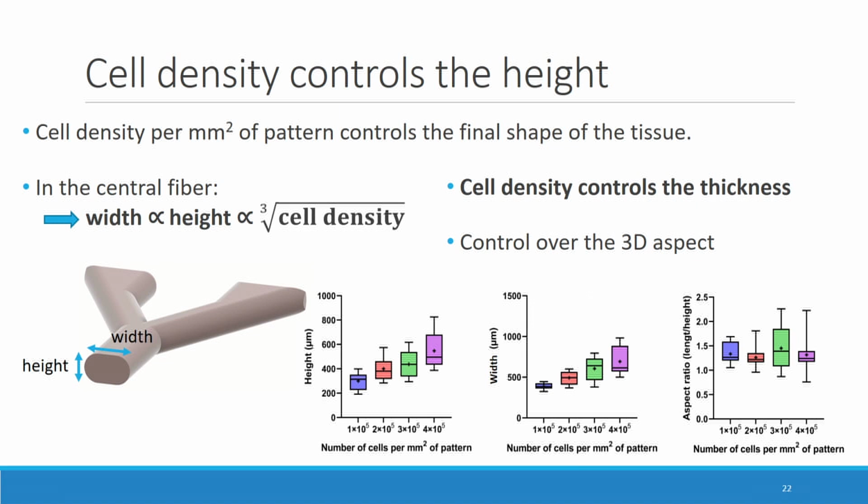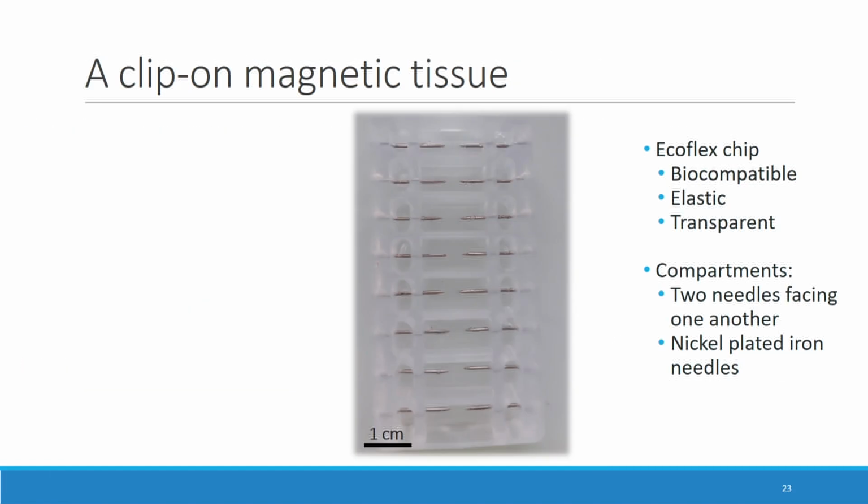And now that we have our tissue and our way to design it as we wish, we can also create our chip. We opted for EcoFlex material for our chip because it's biocompatible and elastic, and in our case, we used EcoFlex that is also transparent. And in this chip, you can see 8 compartments in parallel that are identical, and in each compartment, you have 2 nickel-plated iron needles facing one another.